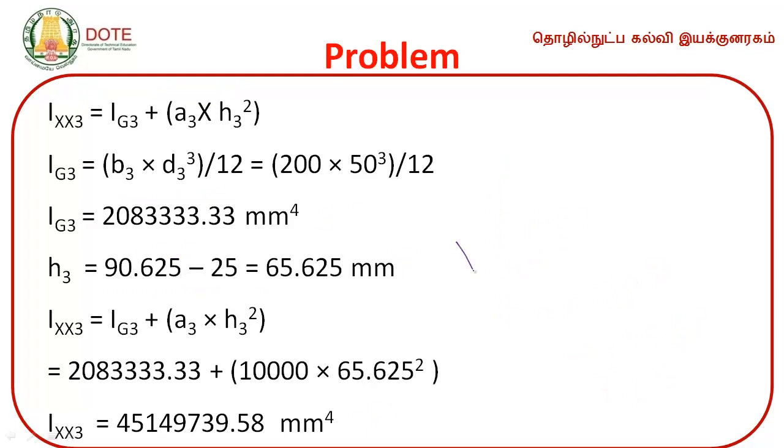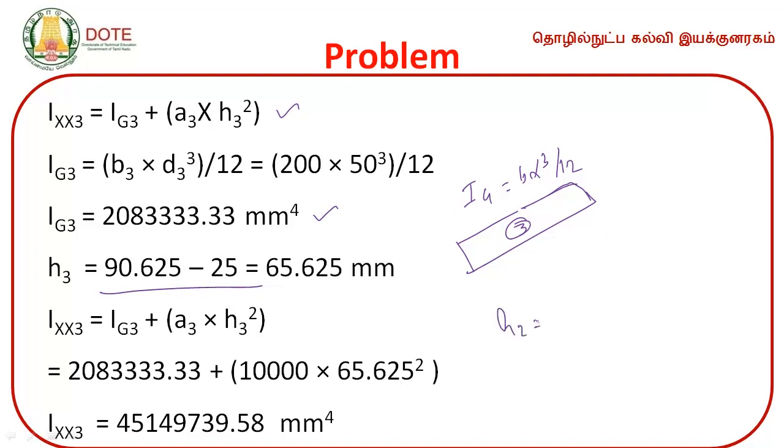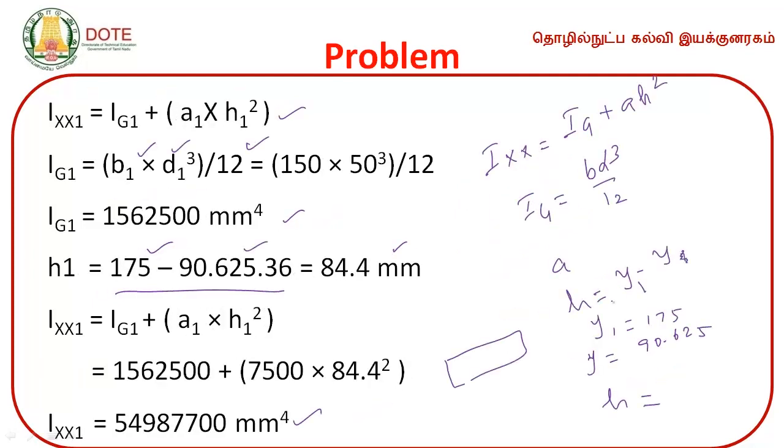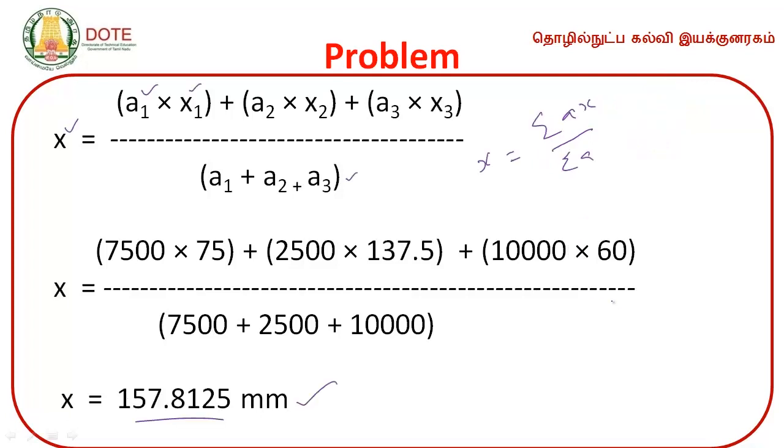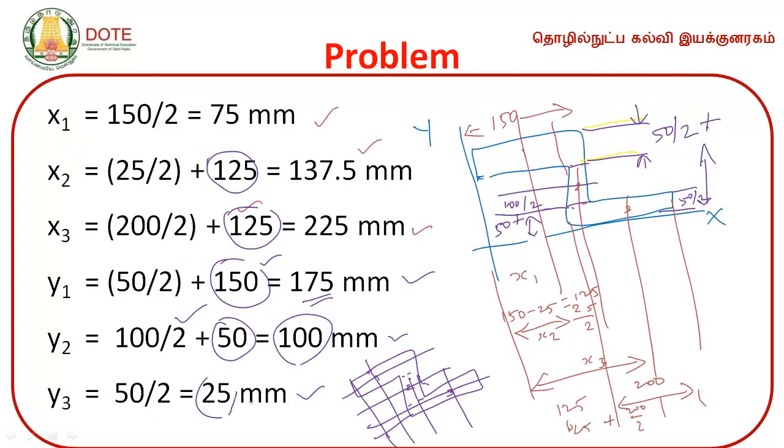Now we are going for the third section. What is the third section? The bottom flange. For this bottom flange, the same formula: IXX is given by IG plus AH square. Since it is a rectangular cross section, IG is equal to bd cubed by 12, so IG3 is found. H3, what is H3? H3 we have to calculate. H3 is given by y minus y3. We found y, 90.625. What is y3? 25.